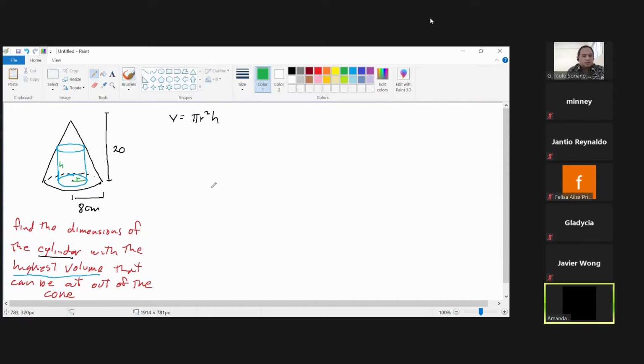For the volume of the cone first. Okay, so is the volume of the cone needed in this problem?